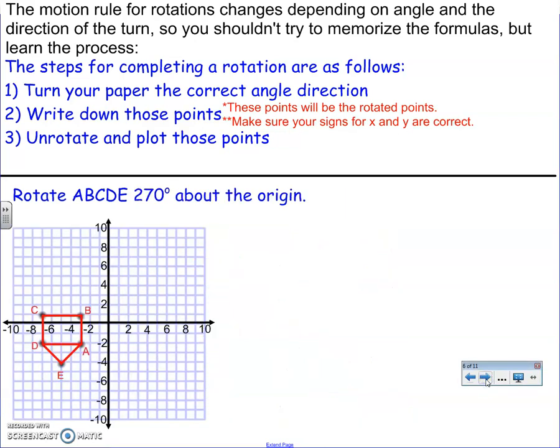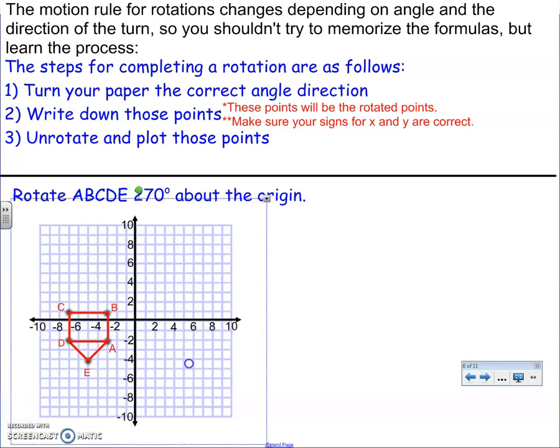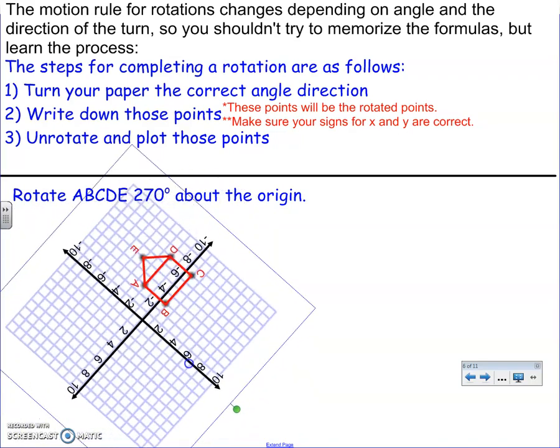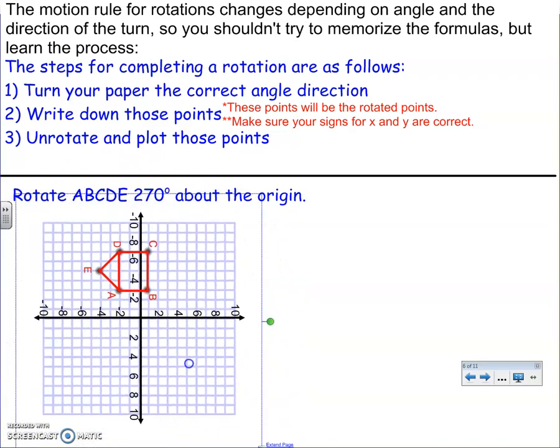Alright, one more. Rotate this 270 degrees. So 270. Didn't tell you what direction, so I'm going to go clockwise. So I'm going to go left. Here's left 90. Left 180. Left 270. Those are going to be my final points.